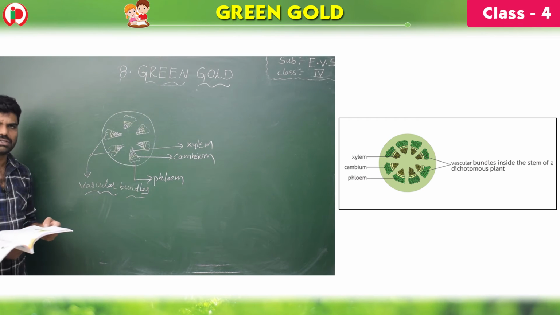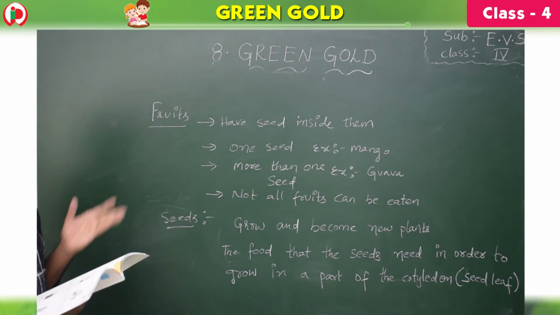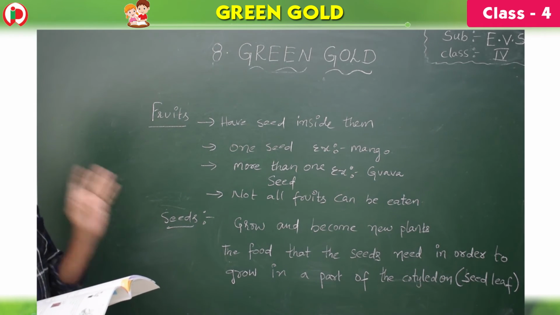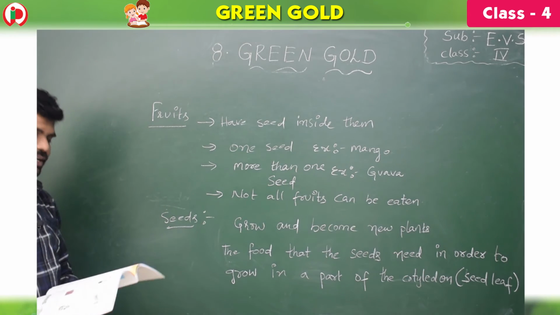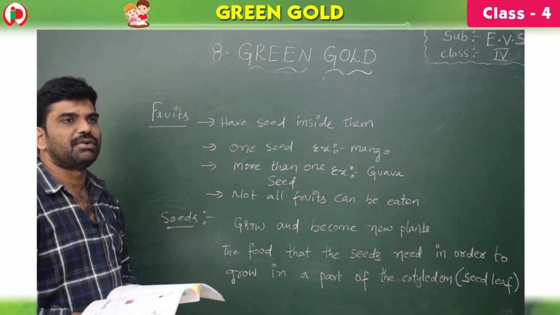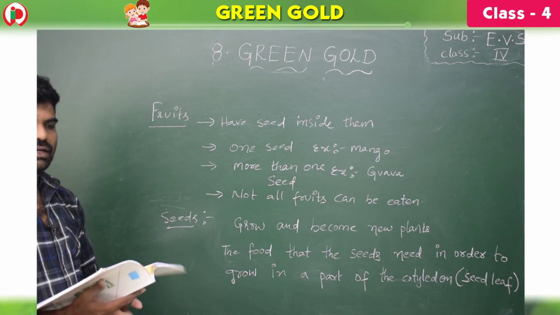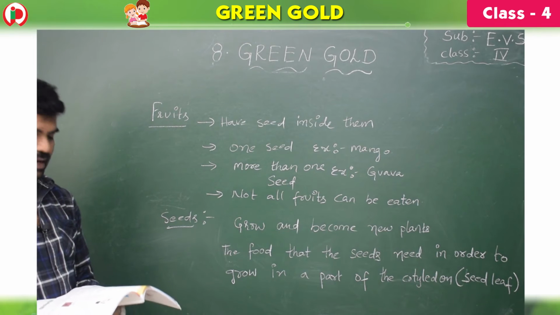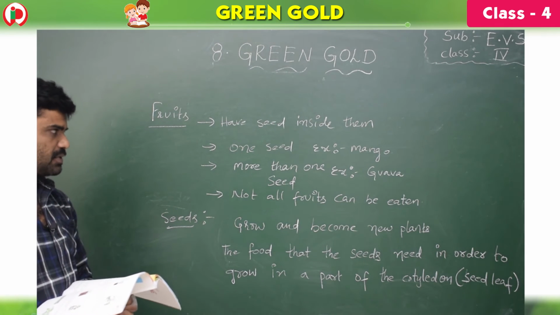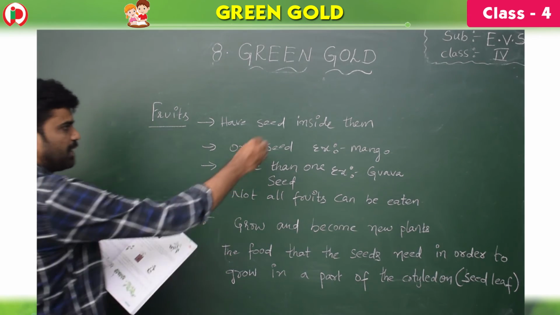Okay. Now let's go for the fruits. Children, we have completed the root, stem, leaf and flower. Now it is fruit. Children, do you know fruits? Do you like fruits? Yes. See, children, if you eat fruits, we get nutrients. So eating fruits is good for health. Fruits have seeds inside them. Am I right or wrong?